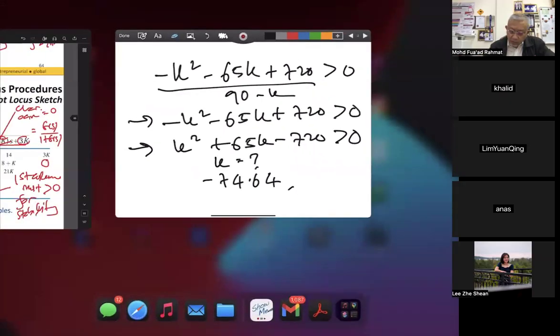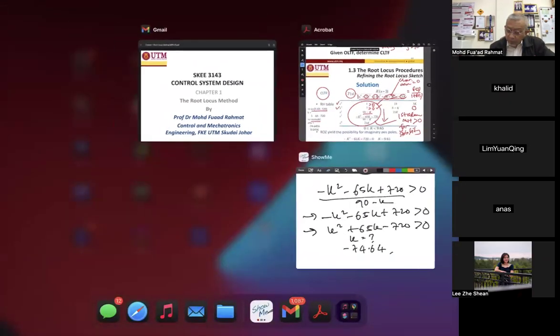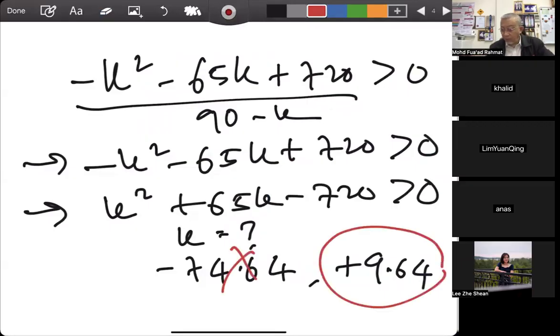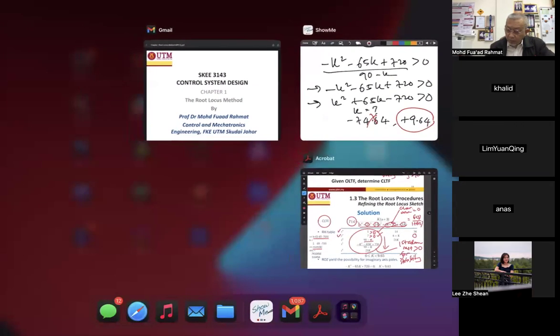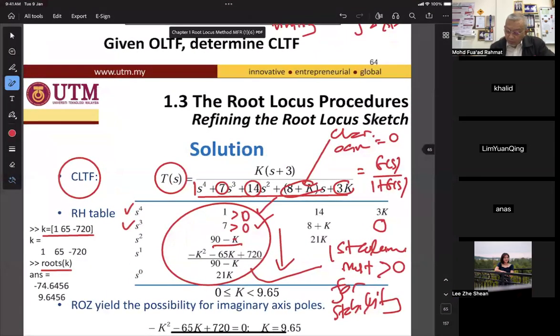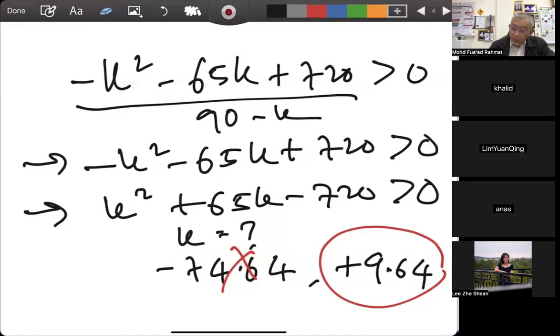And the other one is positive 9.64. Okay, so we ignore this one, we choose this one, the positive number. Okay, and that is the range for the maximum range. And the remaining one is 21k. Okay.